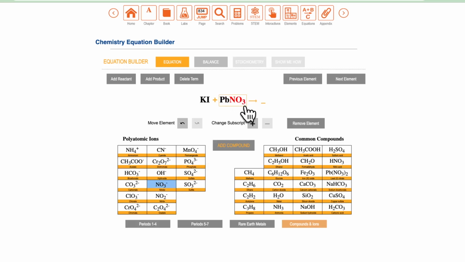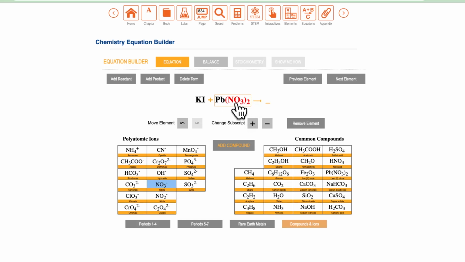Notice how it adds an O3. It does not do any crisscrossing for you. You have to do that on your own. So you would know that nitrate having a charge of -1, lead having the charge of +2, you would have to crisscross that 2 down to the nitrate. And once you do that, I've got the nitrate selected. That's why the 2 went to it.